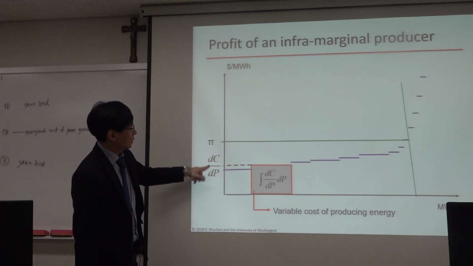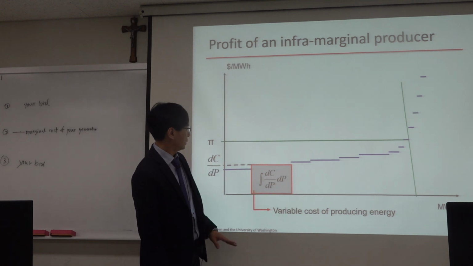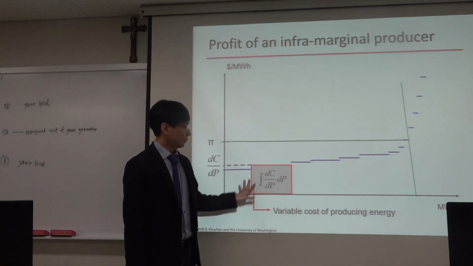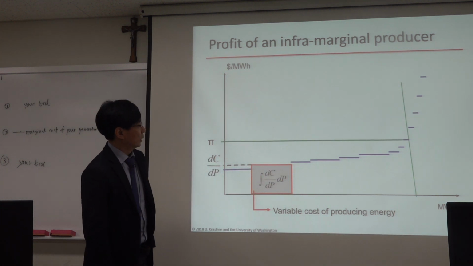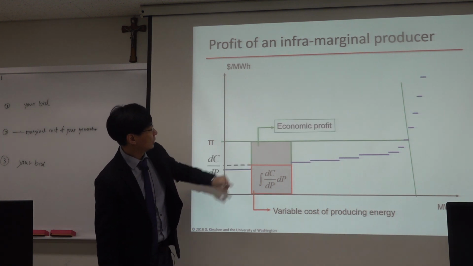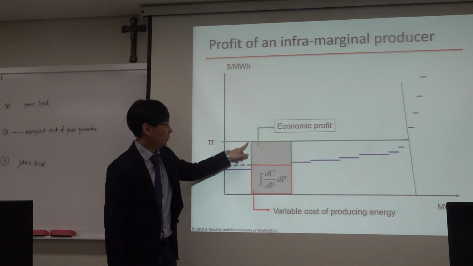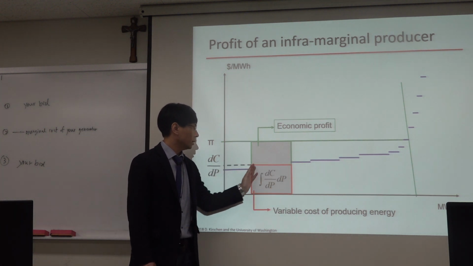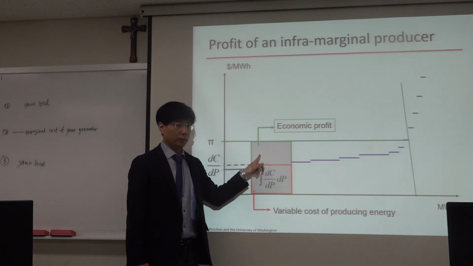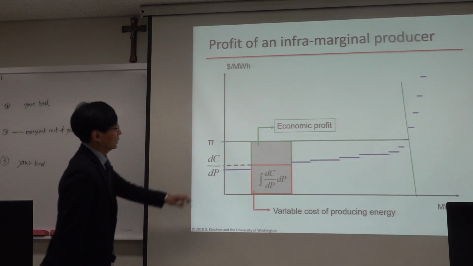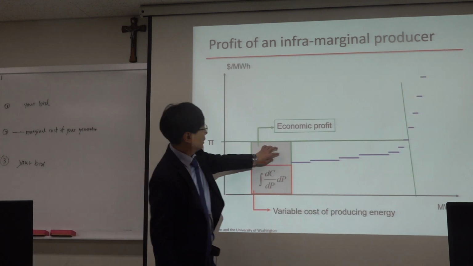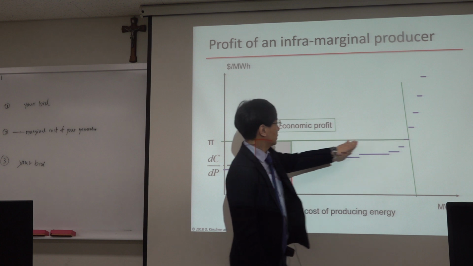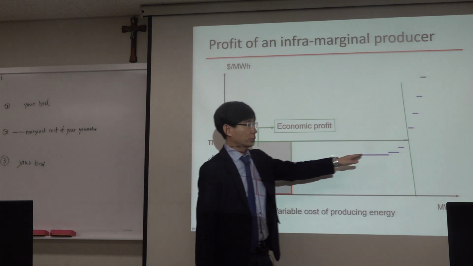So this is the marginal cost. The integration of this is the total cost of the company, and this is the revenue, price times volume. So revenue minus cost is the profit of the company. You remember that the sum of these profits is the welfare of the producers.